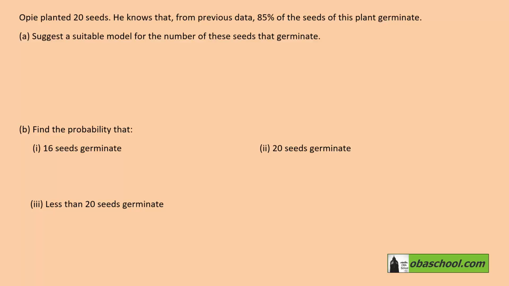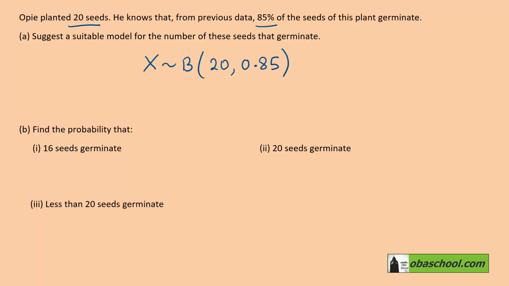Opie planted 20 seeds. He knows that, from previous data, 85% of the seeds of this plant germinate. Suggest a suitable model for the number of these seeds that germinate. Well, we have a fixed number of trials and a constant probability of success. So that suggests a binomial. So we'll say that X is a binomial with 20 trials and a probability of success of 0.85.